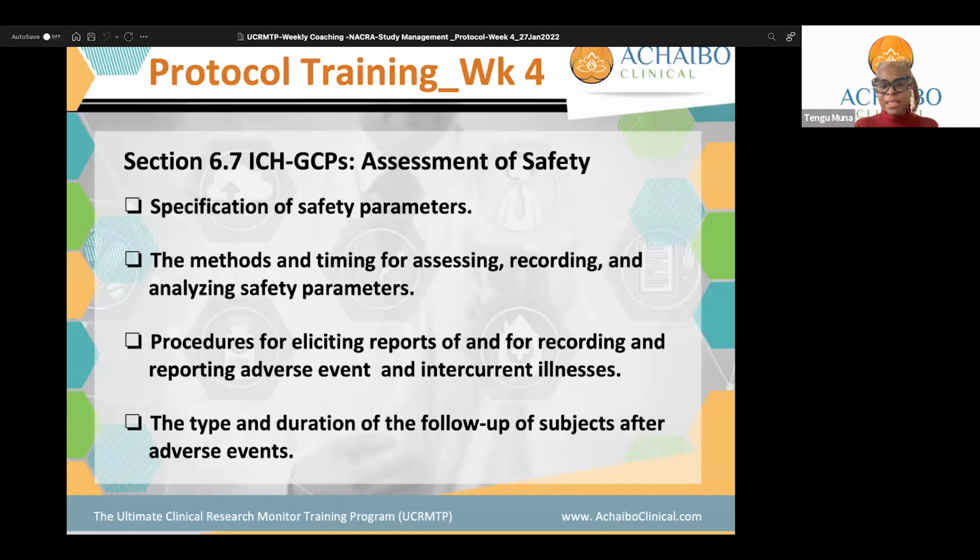So we have to specify safety parameters, of course. How do we assess it? How do we record it as well? And then how are we reporting adverse events? As you know, everything builds up. So say you're a QA person or CRA at a clinical research site, when you're monitoring and making sure that all the adverse events are actually recorded properly, that they're properly tracked and they're in the database, when I come in as a project manager and say we're preparing for a submission to the regulatory authorities, that's what I work at.